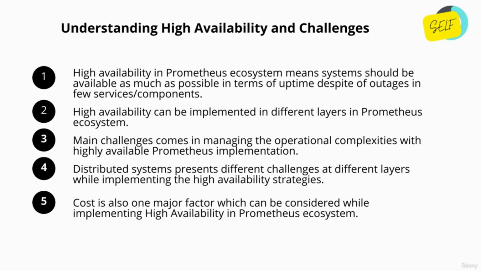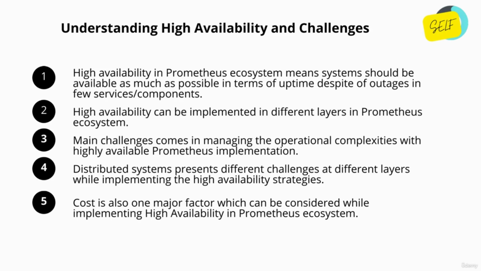So the very first thing: high availability in the Prometheus ecosystem, or in any ecosystem, means your system should be available as much as possible despite a few components or services going into outage, right? Your system should always be up and serving its purpose. If your monitoring system itself is down, your monitoring is at risk, and your environment is at risk from different events. So your monitoring system should always be up and implemented in a highly available fashion.